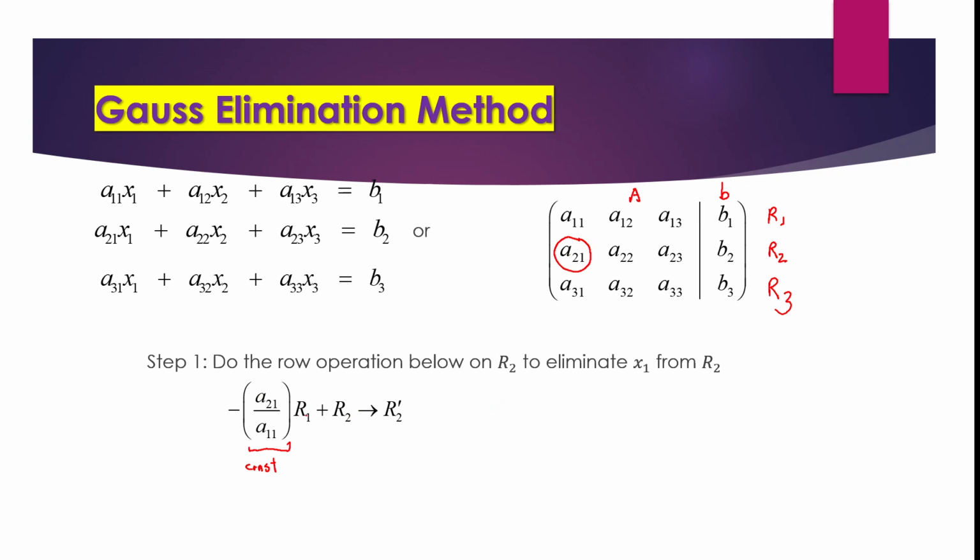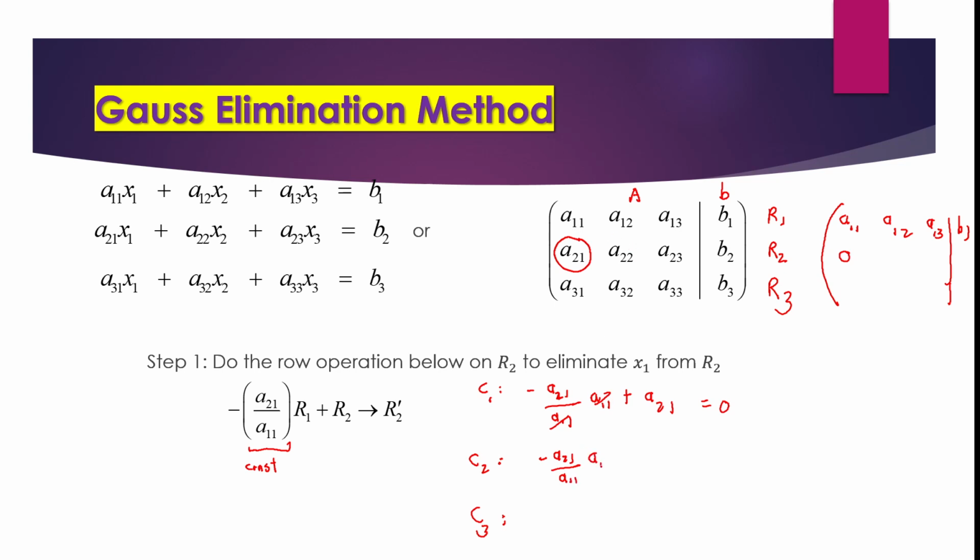Because in column 1, negative A21 divided by A11 times row 1, the column 1, row 1 value is actually A11, add up, row 2 value is actually A21. So you see, negative A21 plus A21, that's why you get 0. Then you put into the new row 2. There's no change on row 1, so you just copy down row 1. So this A13, this is B1, this entry becomes 0. And then you need to repeat for column 2, column 3. Negative A21 divided by A11 is a constant value. In column 2, row 1 is A12, so you add up A22.